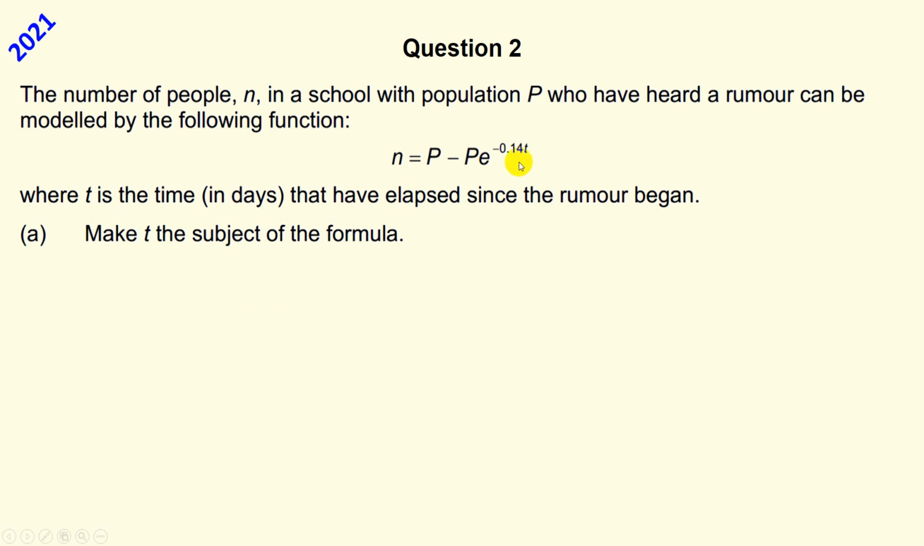To make t the subject of the formula, you'll notice that t is in the exponent, so we know that we have to go to logarithmic form, and because it's e as base, we're going to have to go to ln. First, we need to isolate e on its own. So we rearrange the equation. Now we need to get rid of that P, so we divide by the P.